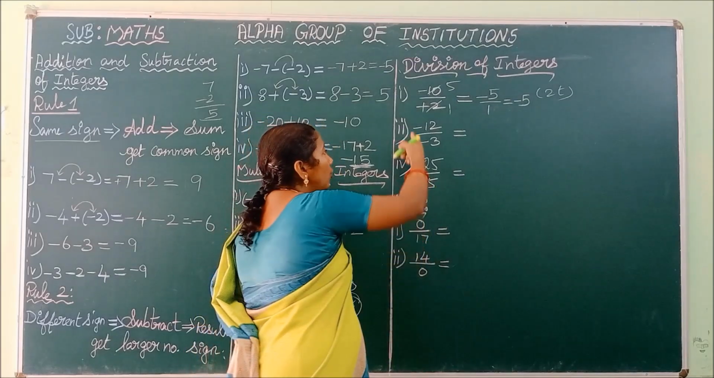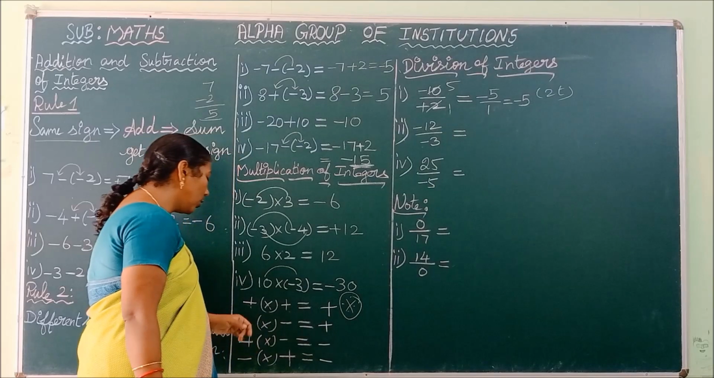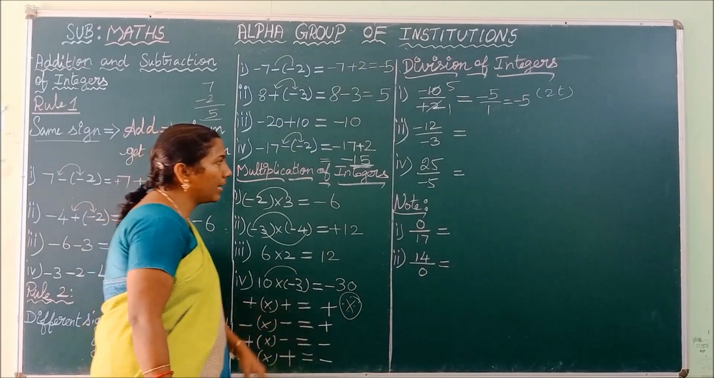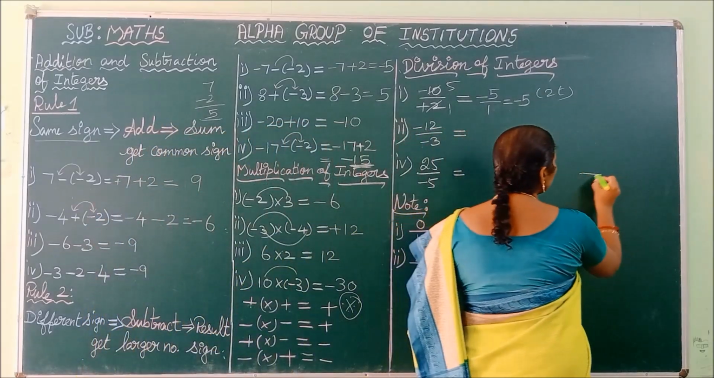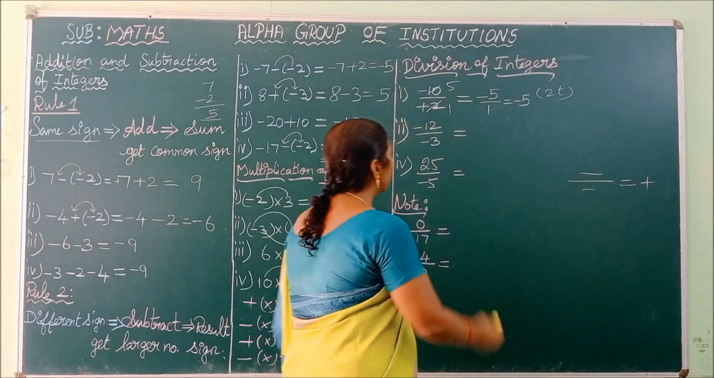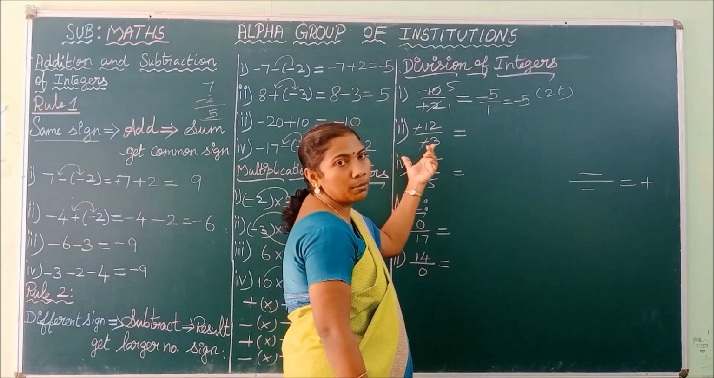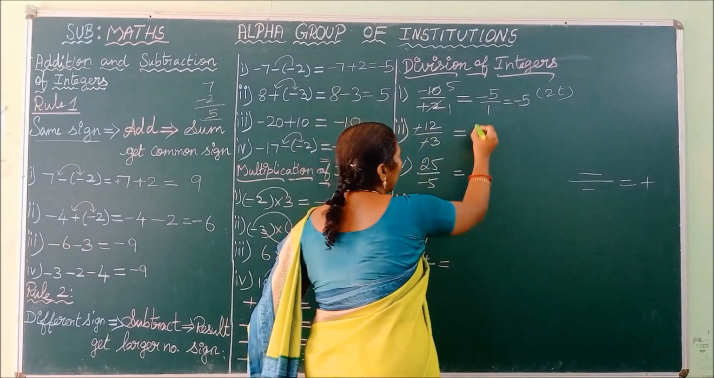See here, the numerator and denominator both have the symbol minus. So as per the division rule, minus divided by minus, our answer is plus only. We can also explain it as the minus signs getting cancelled. We can also cancel the symbols. Okay.